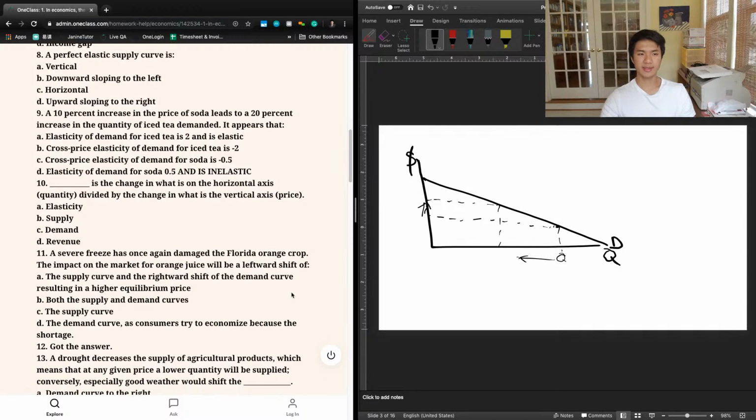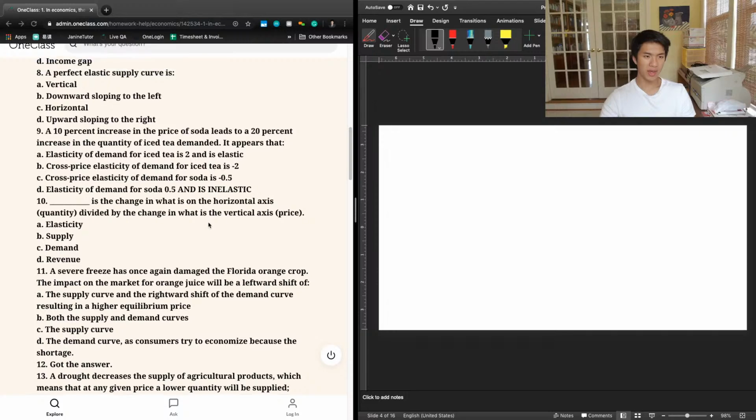A perfectly elastic supply curve is which one of the following? A, vertical, B, downward sloping to the left, C, horizontal, or D, upward sloping to the right. And so what we're looking at here is whether or not we're familiar with what the graphical representation of perfect elasticity is. Let's quickly review what perfect elasticity refers to. Perfect elasticity refers to when any change in price leads to a 100% loss in quantity demanded. And so there's only one price level that you can take, and you're basically a price taker.